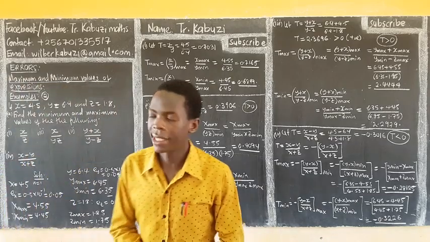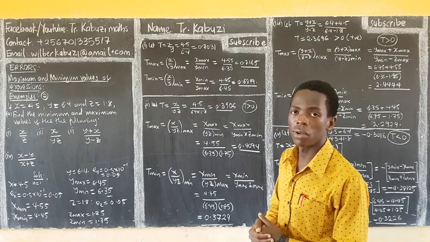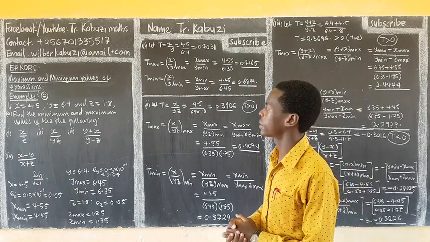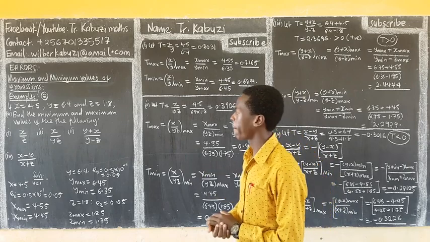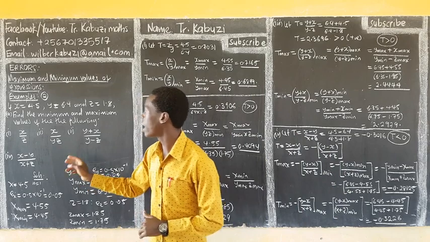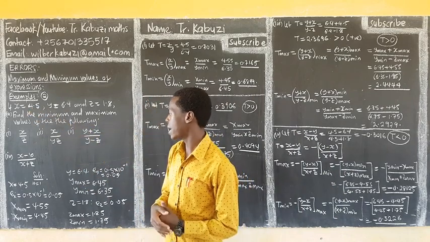Now members, let us see what happens if we have this. I'm concentrating so much on fractional or rational functions. So they give us this: find the minimum and maximum value of the following. Now they give us this and so on. What we do is first get the maximum and minimum values of x, y, and z.